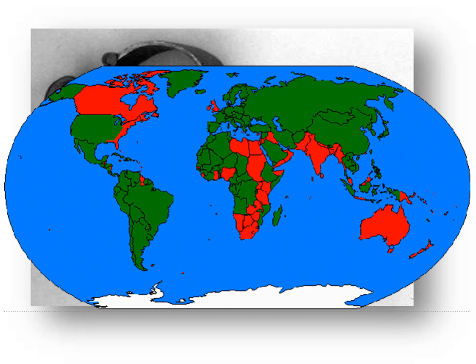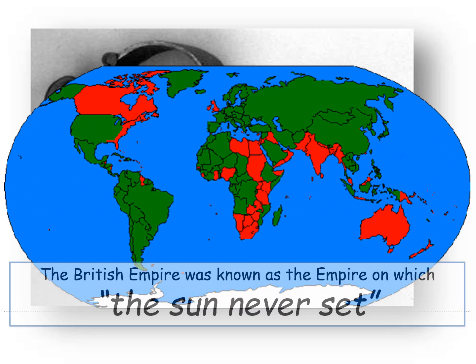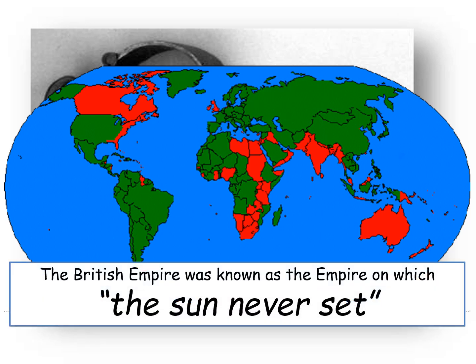Here's another example, just another picture of the colonization. This adds the 13 colonies in here and some little bit in South America and Central America here. But there is a very famous phrase that went about, and it said that the British Empire was known as the empire on which the sun never set.